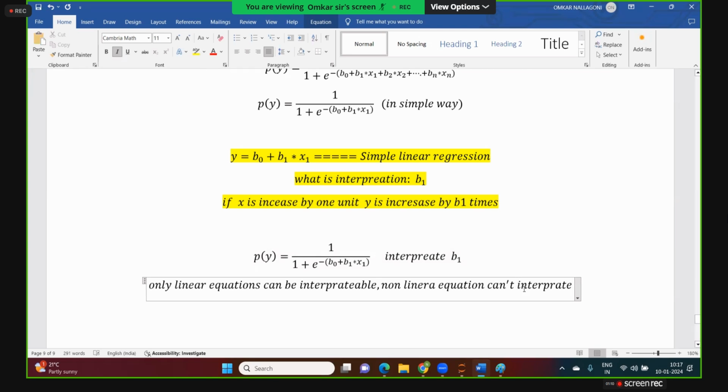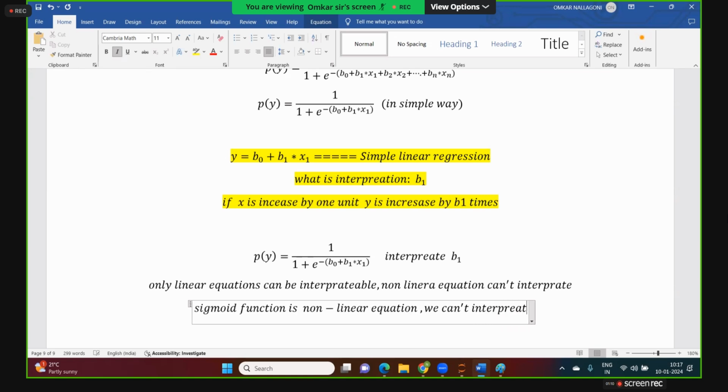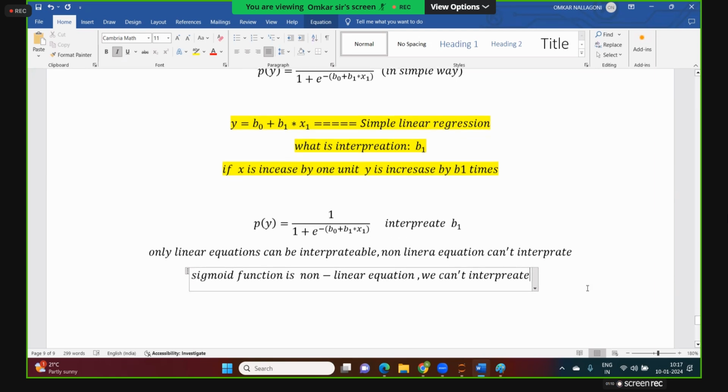The sigmoid function is a nonlinear equation. So we can't interpret that. That's why, to make interpretation possible, we'll convert this equation from nonlinear to linear.